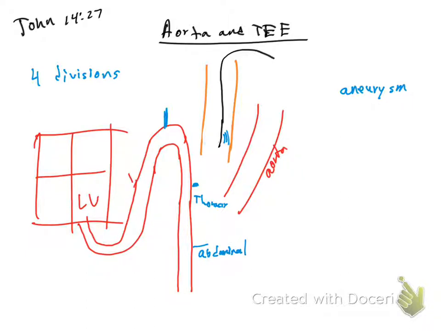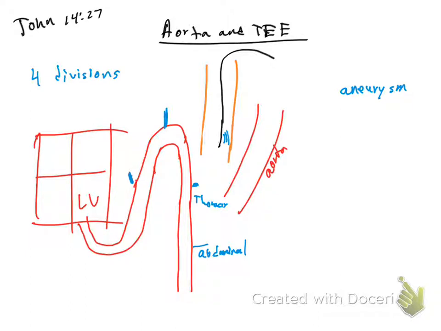Now when we are in the ascending aorta, which is this one here, it is going to lie posteriorly, in the posterior area, and to the right of the main pulmonary artery. So the main pulmonary artery is going to be on the right side, and the aorta is going to lie posterior.